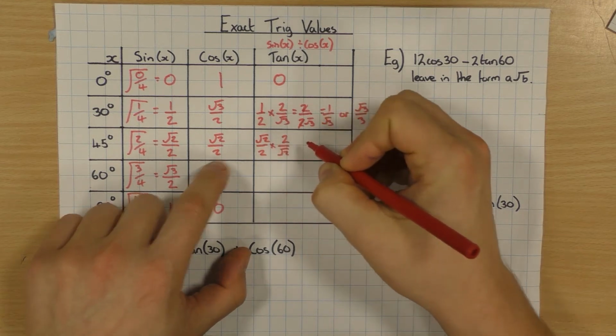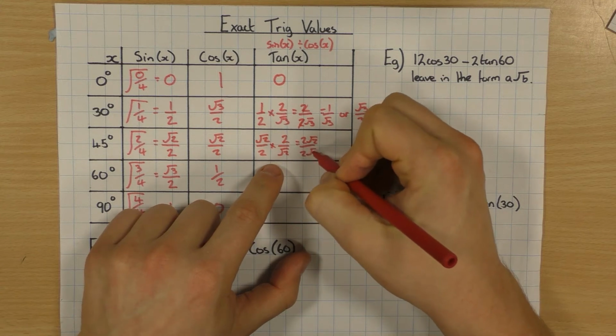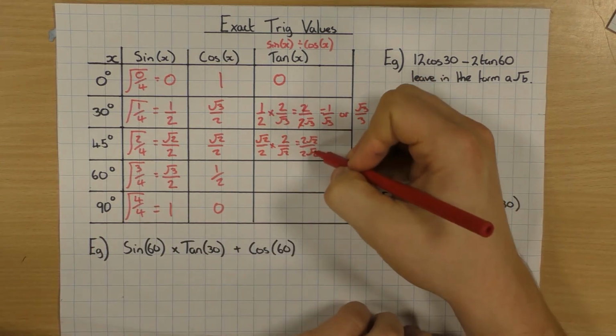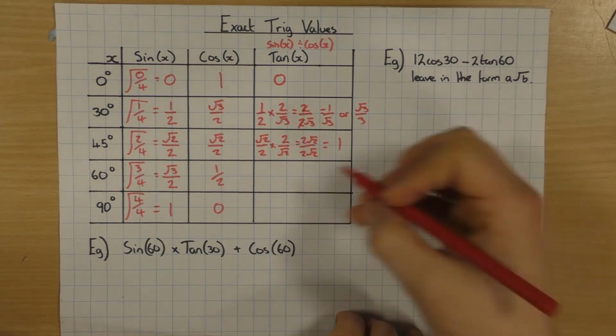Change the divide to a times. So 2 root 2 divided by 2 root 2. And as you probably guessed, if you divide it by itself, it's going to give me the value of 1.